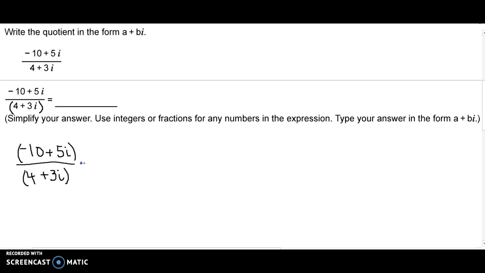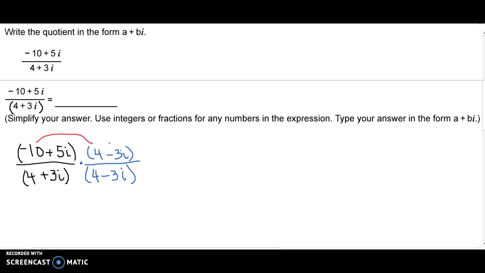So we're going to multiply. Instead of 4 plus 3i, it's going to be 4 minus 3i. And whatever we do to the bottom, we do the same thing to the top. 4 minus 3i. From here, we're going to multiply out the top.